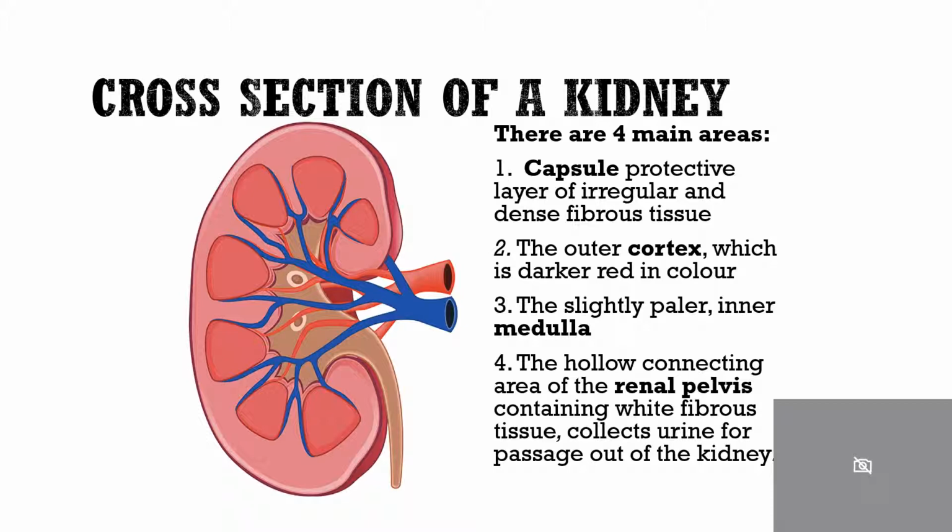Cross-section of a kidney. There are 4 main areas. A capsule that is a protective layer of irregular and dense fibrous tissue. The outer cortex, which is darker red in colour. The slightly paler inner medulla, and the hollow connecting area of the renal pelvis, which contains white fibrous tissue and collects urine for passage out of the kidney.